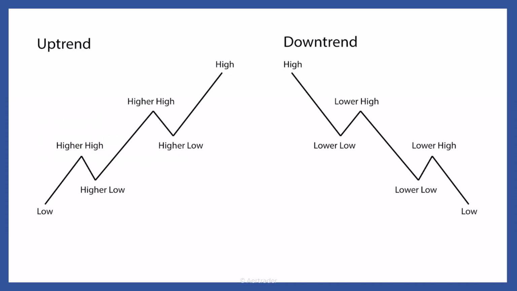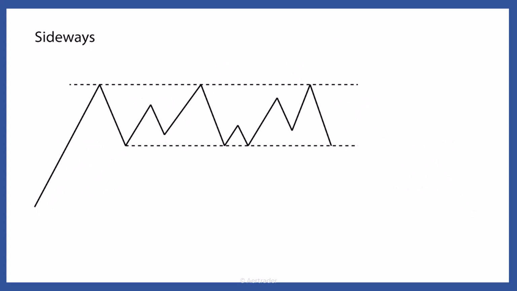Here we have an illustration of an uptrend and downtrend. From the illustration, we can see that in an uptrend we have a series of higher highs and higher lows, and in a downtrend, we have a series of lower highs and lower lows. Here we have an illustration of a sideways market. From the illustration, we can see that in a sideways market, price moves within a defined range, bouncing up and down between the support and resistance levels. Now we can recognize when we are in an uptrend, downtrend, or sideways market.